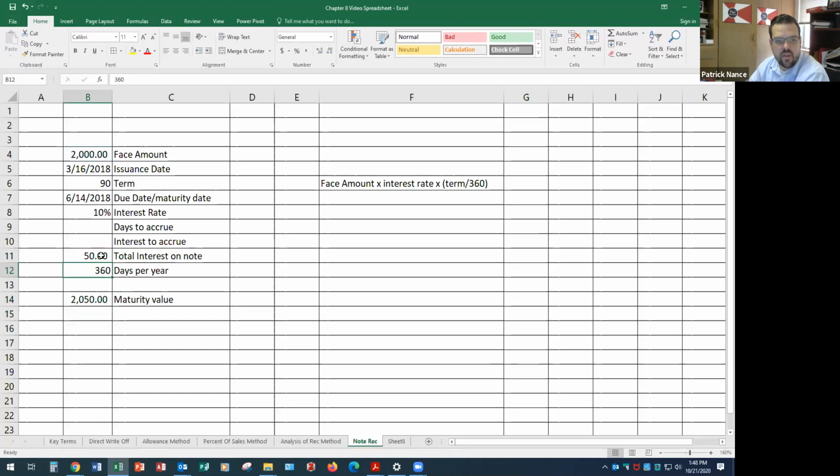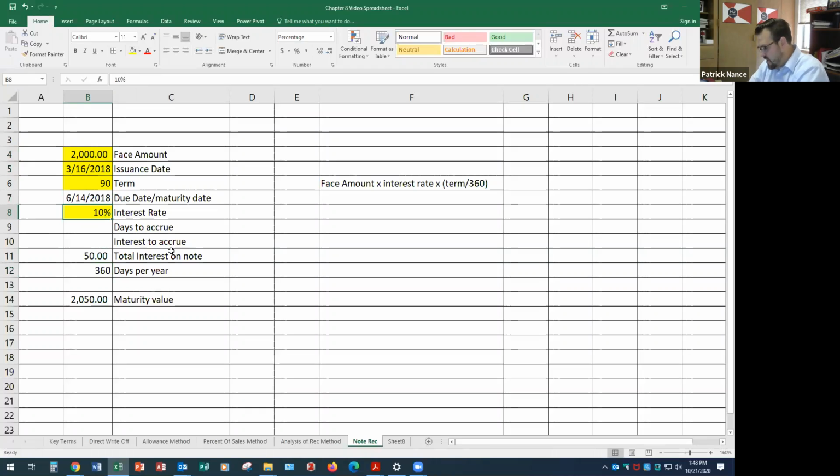Okay, so now if you've built this correctly, I'm going to highlight the only ones you should have to adjust or change, these four. So if you have a face amount, an issuance date, a term, and an interest rate, all the rest of this will be calculated for you if you've written it like I did.